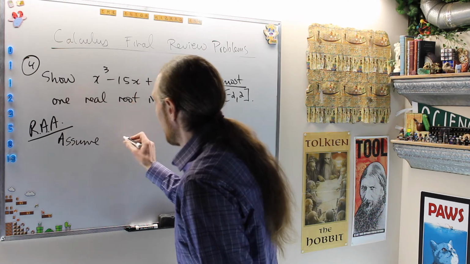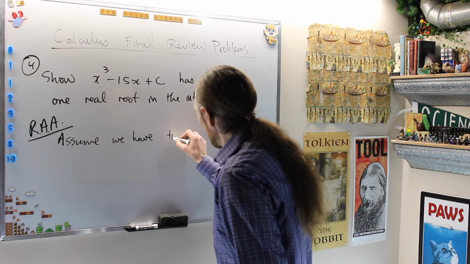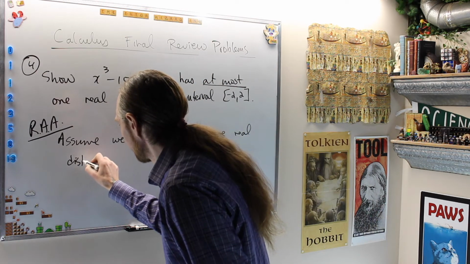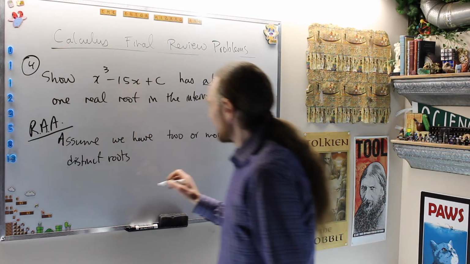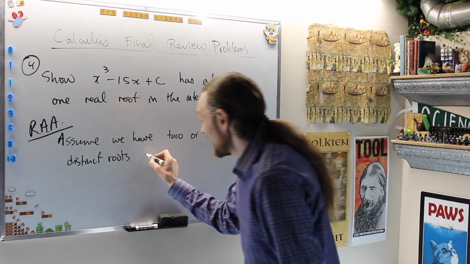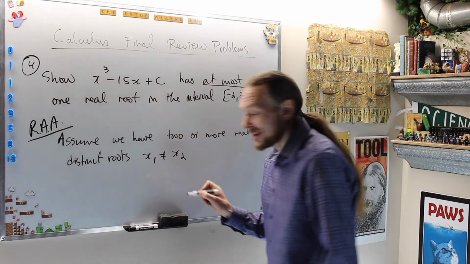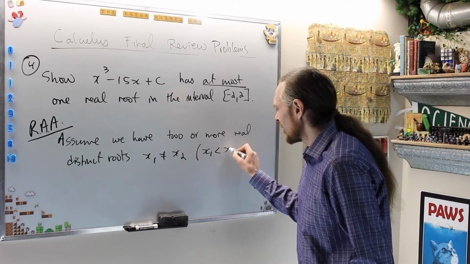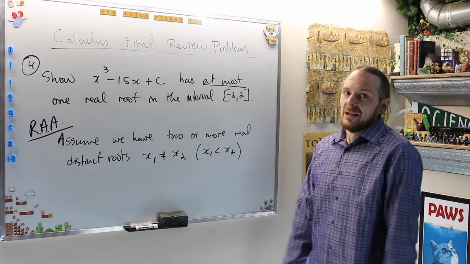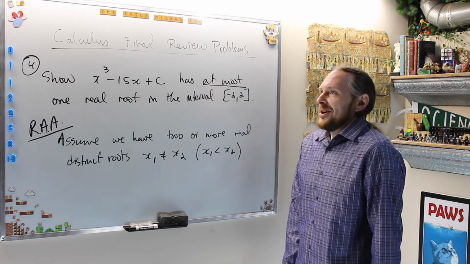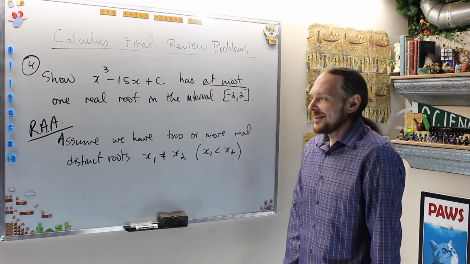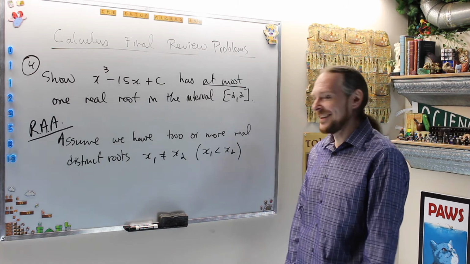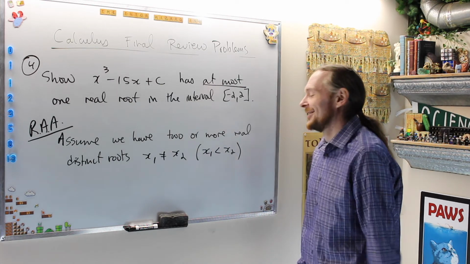Assume we have two or more real distinct roots. Real means that they're in the set of all reals, and distinct means, we'll write it for emphasis, x1 doesn't equal x2. Then, without loss of generality, I'm going to let x1 be the smaller one because the index was smaller. Without loss of generosity, that's a joke for another time. Someone I know used to always say, without loss of generosity. It's like, yeah, we're going to keep it generous, but we're still doing it.